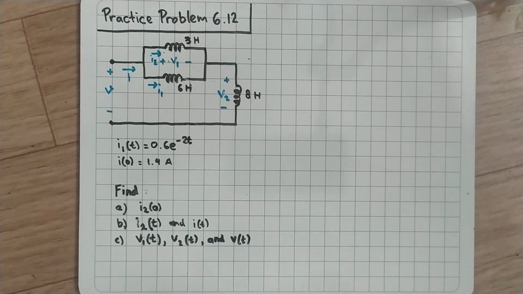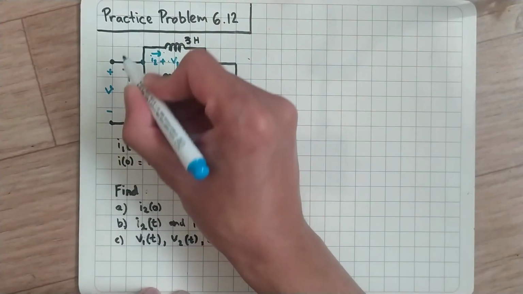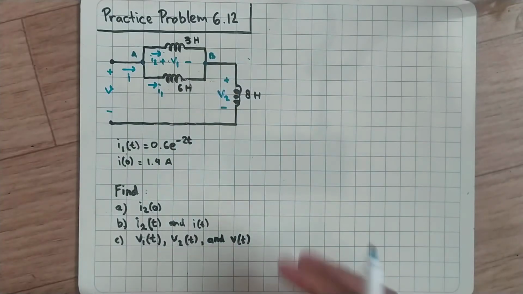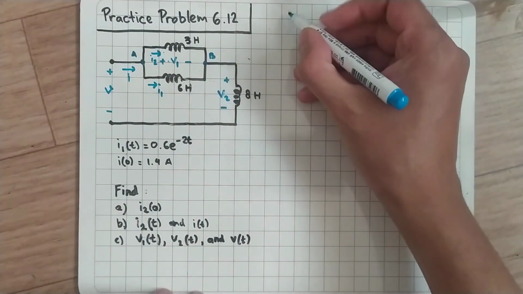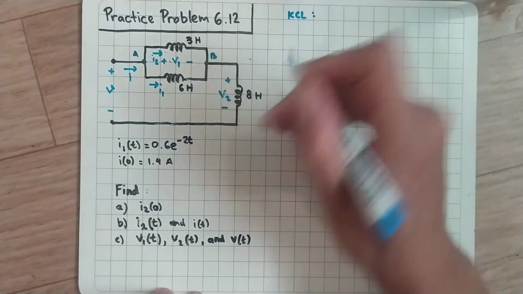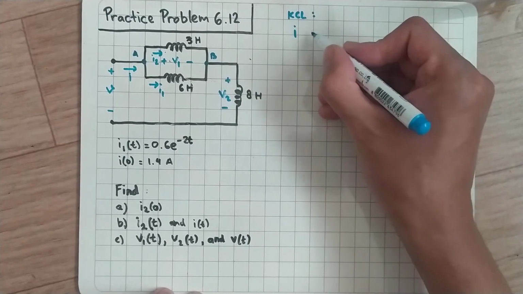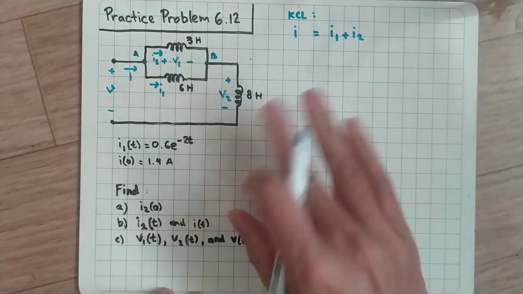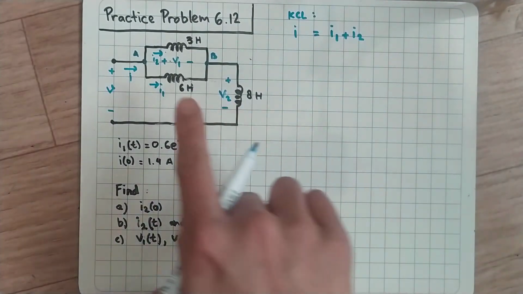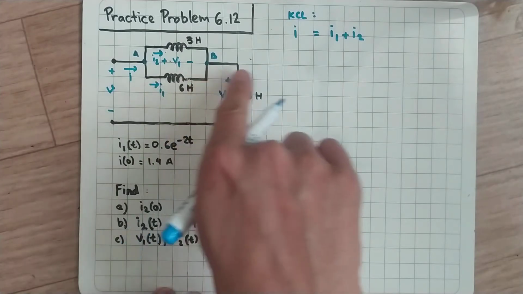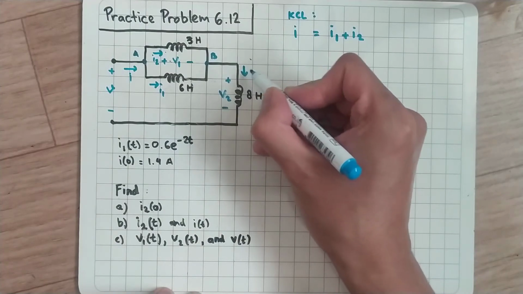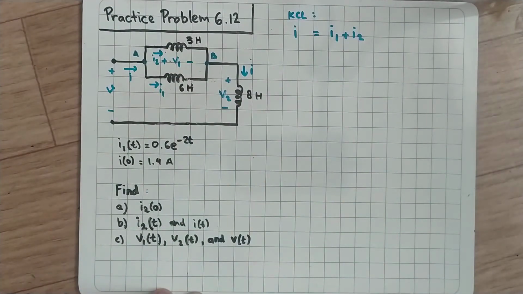So let's see what the circuit tells us. Here, let's name this node A and this node as node B. Take a look at node A. If we apply KCL, we will have that I is equal to I1 plus I2. This is at node A. And at node B, I1 plus I2 is equal to one current again, so that current is equal to I.